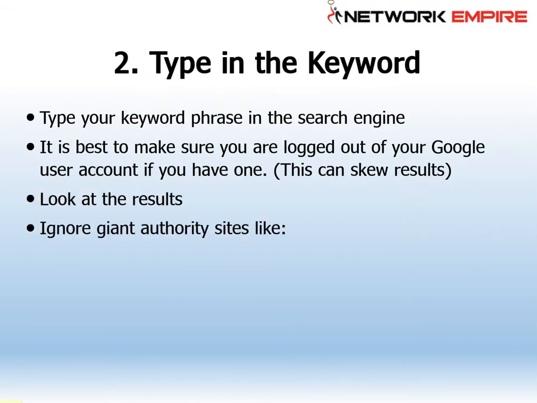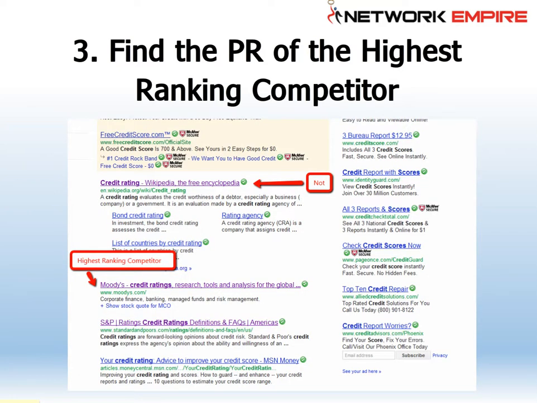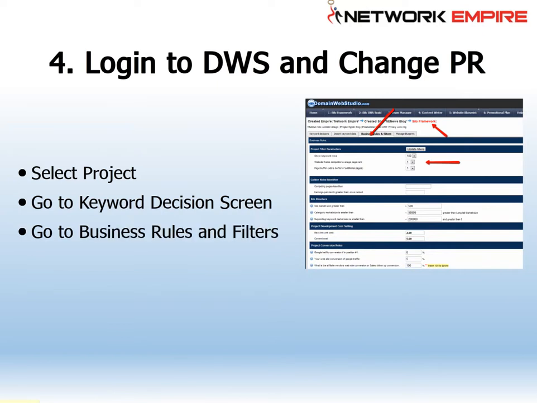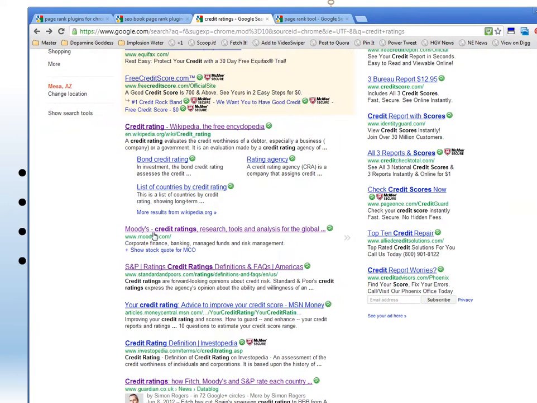Okay, look at the results. Ignore giant authority sites like Wikipedia, Ask, About, etc. Find the PageRank of the highest ranking competitor. In this case, it was Moody's, which is what I just showed you. Log into Domain Web Studio, select your project, go to the keyword decision screen, go to the business rules and filters, change the PageRank to your highest ranking competitor. In this case, it would be Moody's.